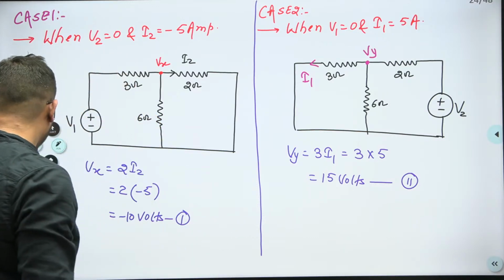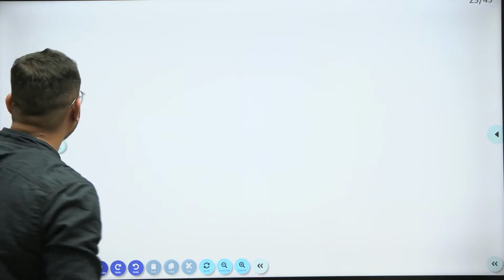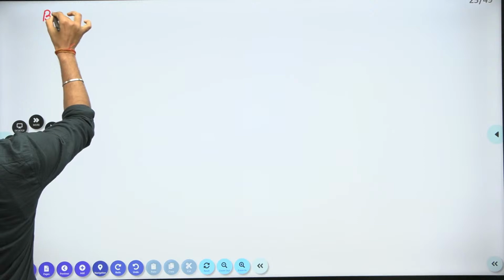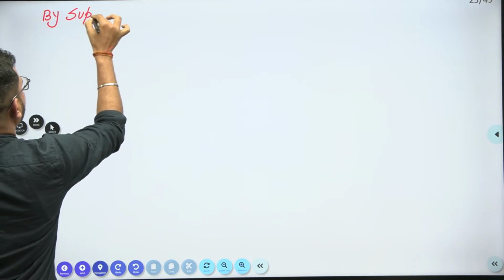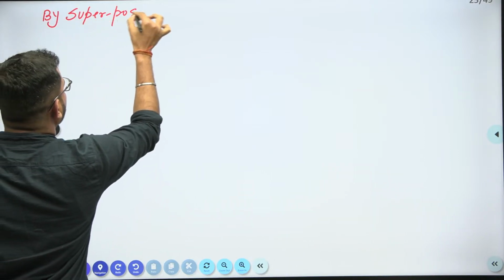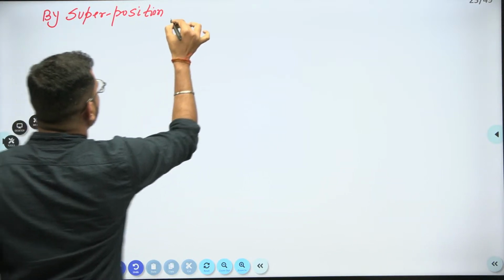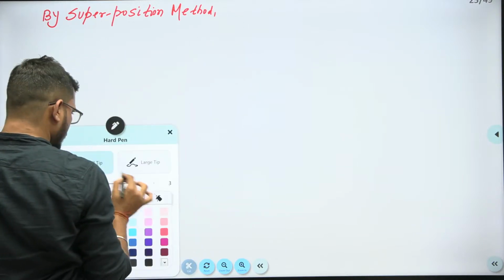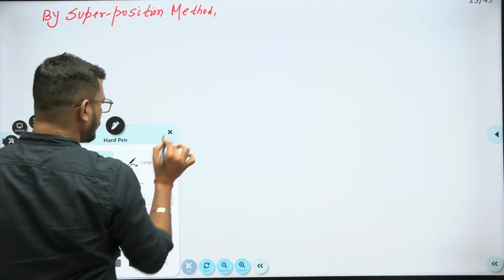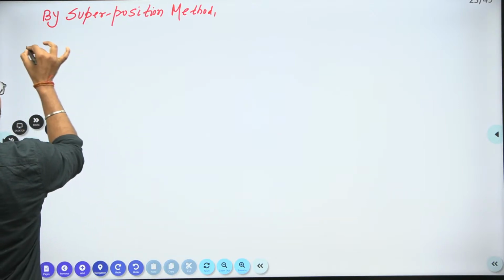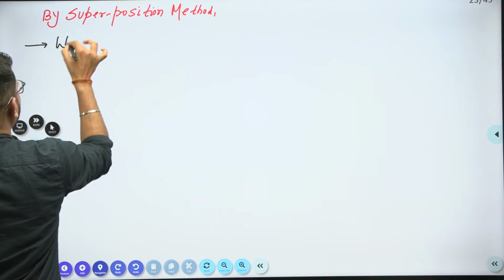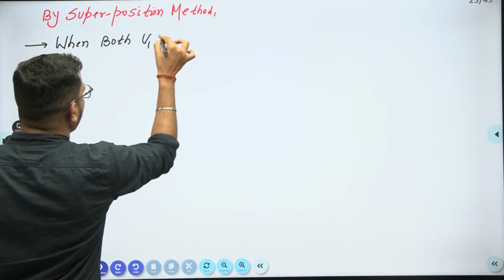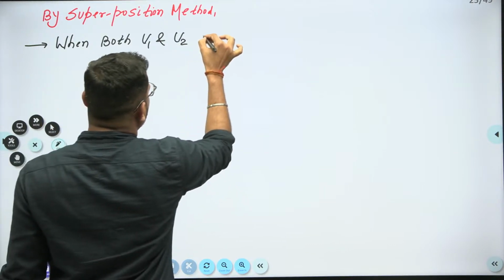Okay, so let us see. I am applying the superposition method here. So by the superposition method, what can we do, guys? By the superposition method it means that when both V1 and V2 are acting.